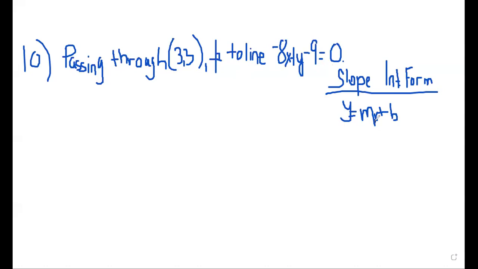Okay, so first things first, we need to begin the process by taking -8x plus y minus 9 and setting that up into slope-intercept form. Let's begin there. First, let's add 9 to both sides. And that will give me plus 9. And then I will add 8x to both sides as well.